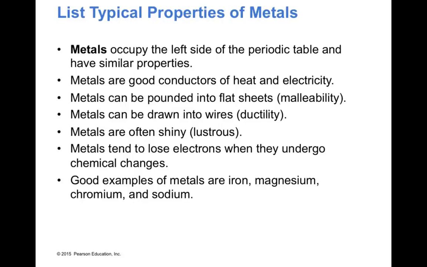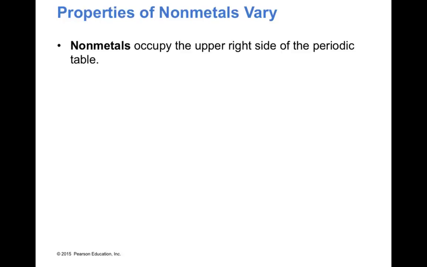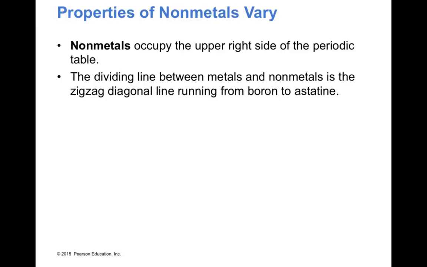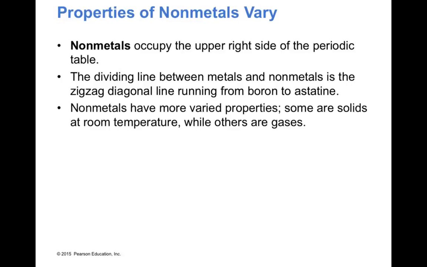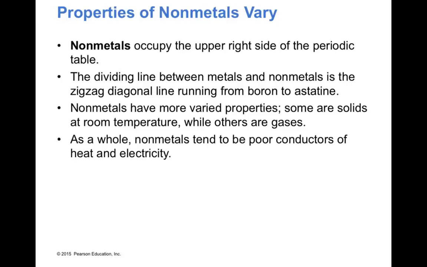So what about the nonmetals? The nonmetals occupy the upper right side of the periodic table. The dividing line between metals and nonmetals is the zigzag diagonal line running from boron to astatine. Nonmetals have more varied properties. Some are solids at room temperature, while others are gases. As a whole, nonmetals tend to be poor conductors of heat and electricity.